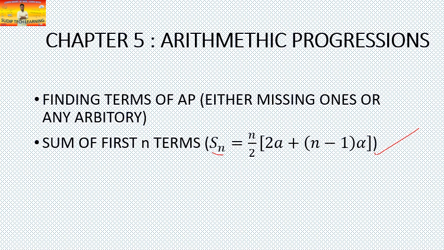n is what? n is the number of terms. So if there are 10 terms, then you will put n equal to 10. a is the first term. If there are 10 numbers, what is the first term that you will put? That is the a.